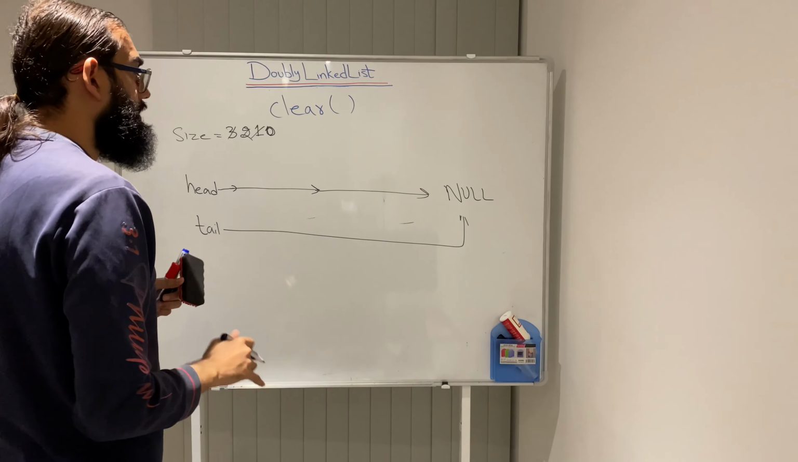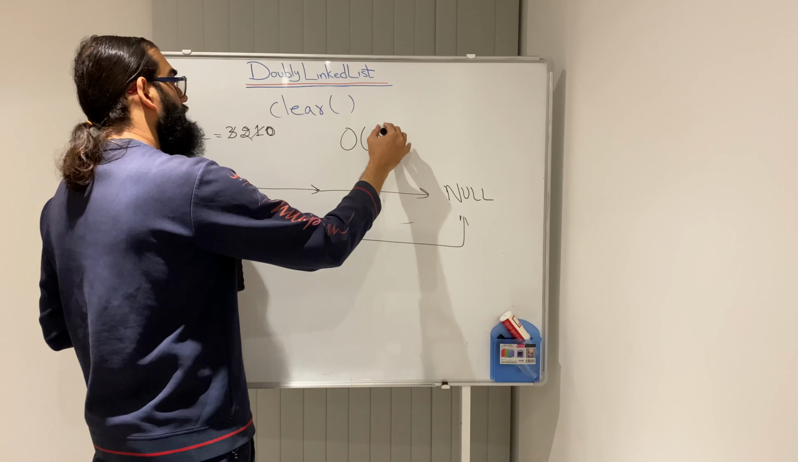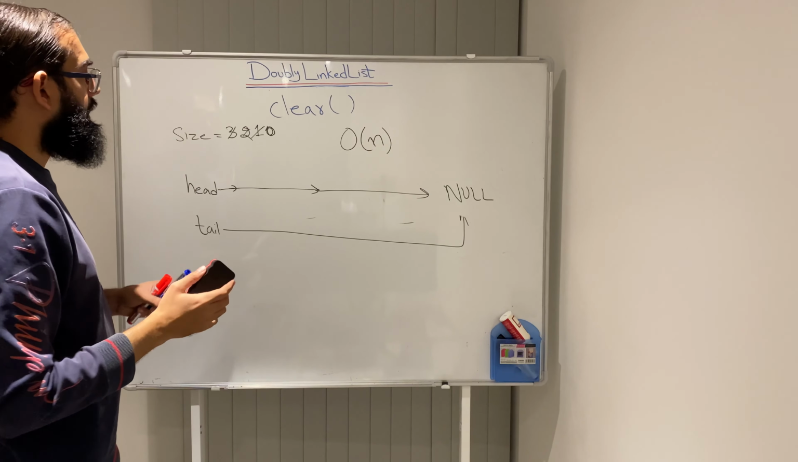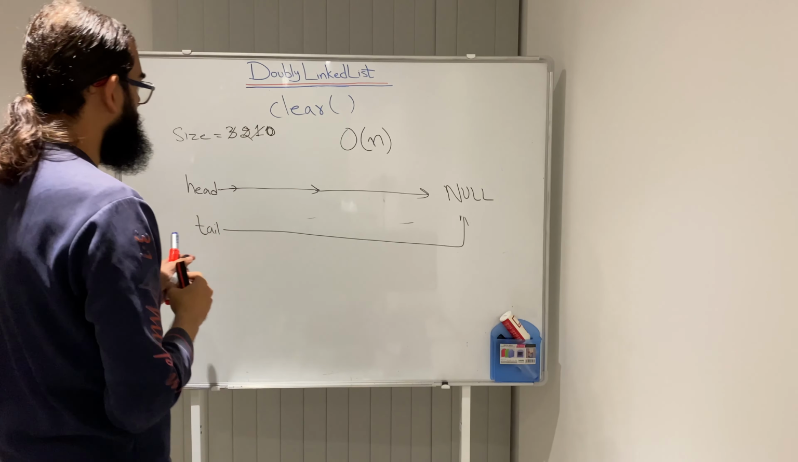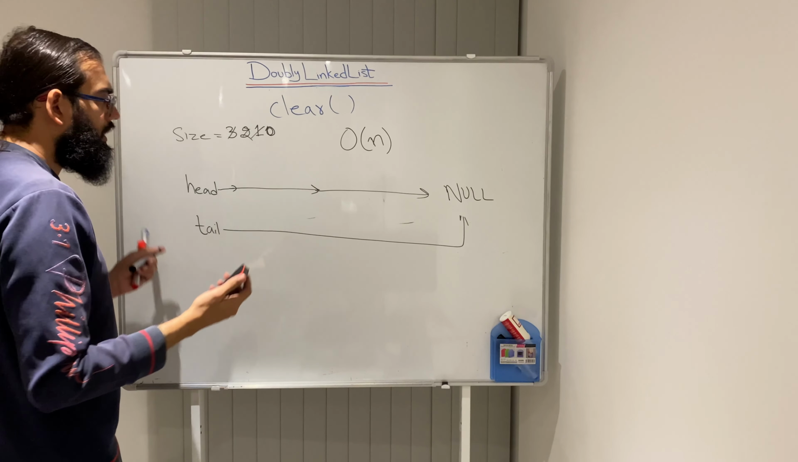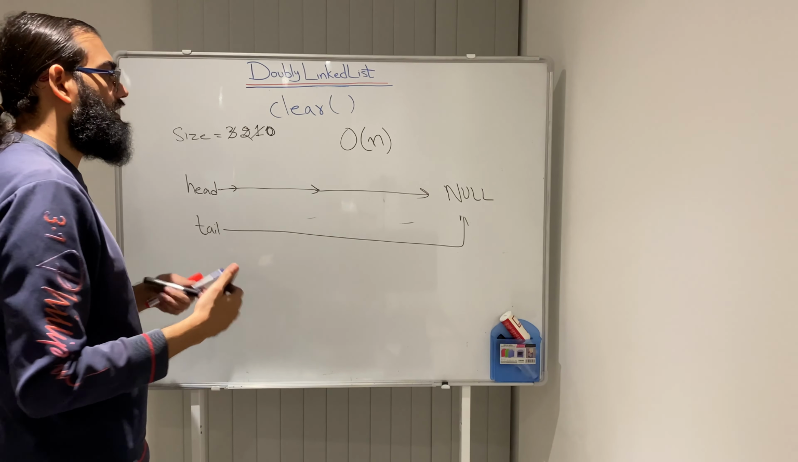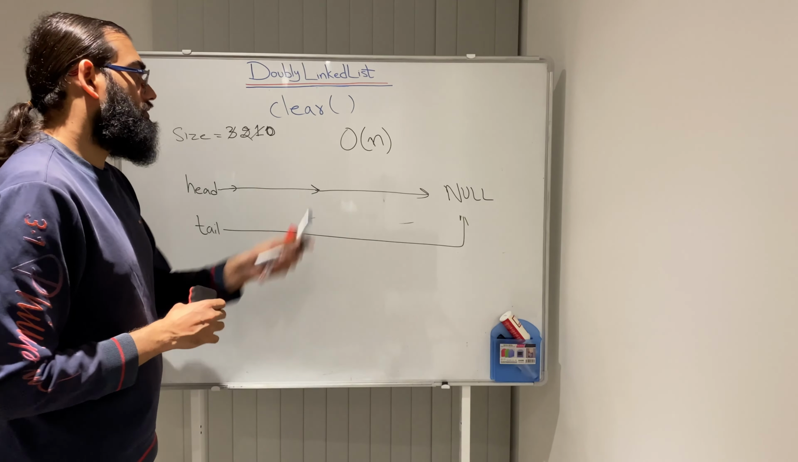There is no memory leak. But in this case, we have a big O of n. N means the number of nodes. So that is our clear method implementation. From the space complexity perspective, we are not taking any extra space. It's the same as what is implemented already. So there is only time complexity, which is big O of n.